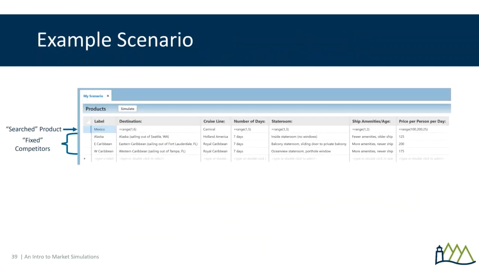So what we're going to show you next is an example scenario of a product optimization search, where with Carnival as our client, we're searching to try to garner more share. What do we have to do to get people on this Carnival cruise, right? Is it change our destination? Is it increase our number of days? Is it have fancier staterooms available? So we can search through all of the possible combinations of destination, number of days, stateroom, the ship amenities, and the price in competition with our fixed competitors.